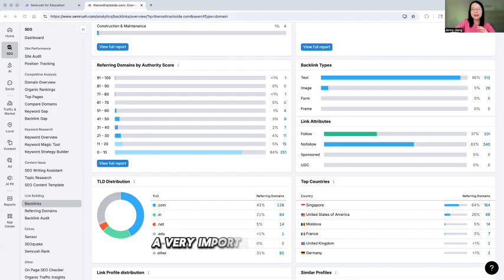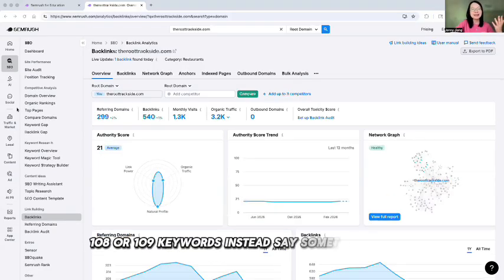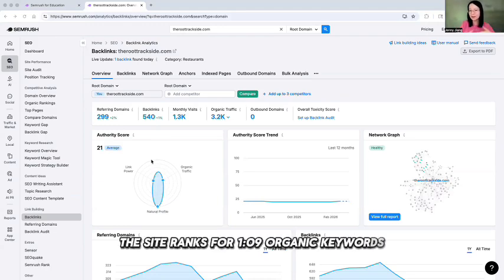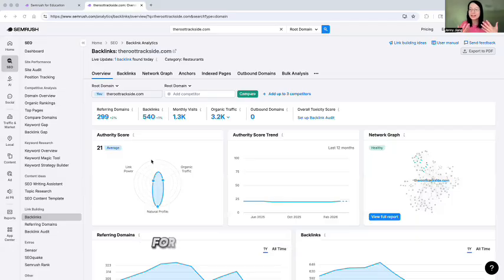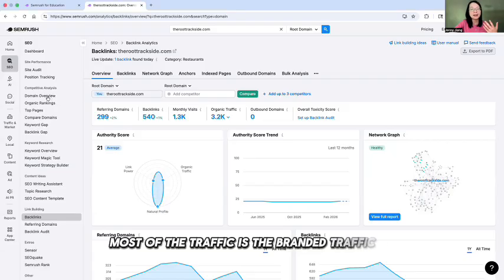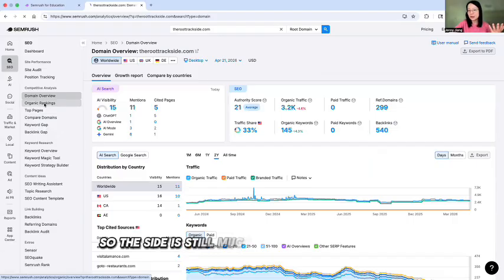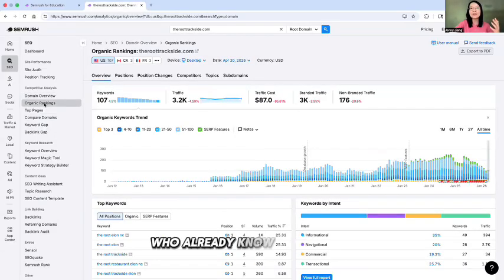Once you have your slides, we want to think about how you should speak in your presentation. A very important reminder here: do not just read numbers from slides, you need to explain what the number means. For example, do not say the site has 108 or 109 keywords. Instead, say something like the site ranks for 109 organic keywords, which means Google already recognized it for some search terms. However, most of the traffic is branded traffic, not non-branded traffic. So the site is still much easier to find for users who already know the business. That's how we interpret the number.